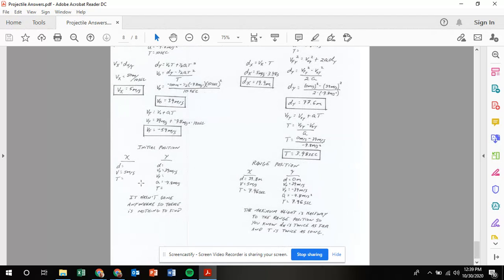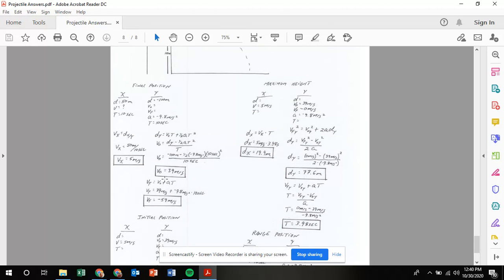So now if we jump down to the initial position, the displacement is nothing because it hasn't actually gone anywhere yet. We know that the moment it leaves your hand, the velocity in the X direction is 5 meters per second. The initial velocity is 39 meters per second. And since it's the moment it left your hand, no time has passed, so there's no time to find. And the final velocity would just be the same as the initial velocity because it hasn't gone anywhere yet. So that's the initial position. That was pretty easy to do.